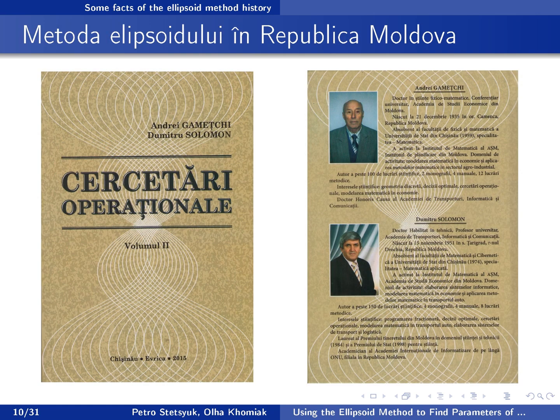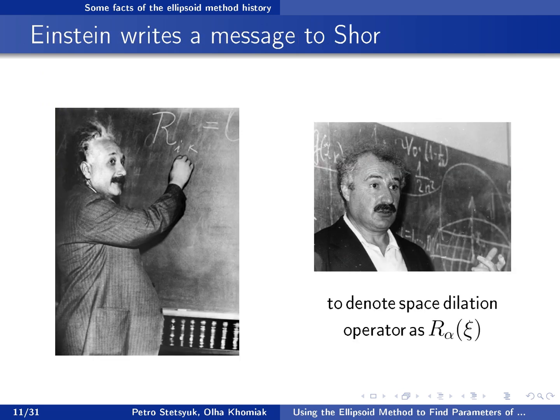For the first time in Romanian language, the ellipsoid method was presented in the book Operations Research, the authors of which are Andrei Fedorovich Khomenko and Mitro Ilyich Solomon. One of the chapters of this book includes a description of the ellipsoid method according to the scheme that was adopted in the Kiev School of Optimization under the leadership of Naum Zuselevich Shor. Note that Mitro Ilyich defended his candidate and doctoral theses under the supervision of Naum Zuselevich.